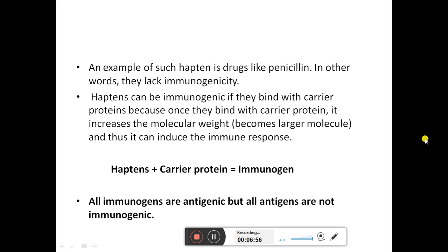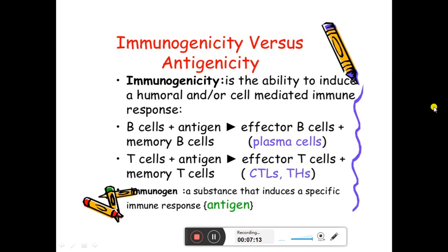All immunogens are antigenic, but all antigens are not immunogenic. It is very important. All immunogens are antigenic, but all antigens are not immunogenic. This is a picture showing the immunogenicity versus the antigenicity. It is the same as in the previous slides.